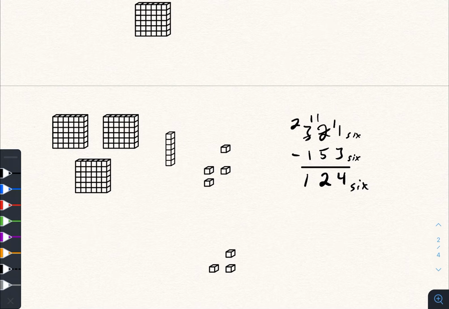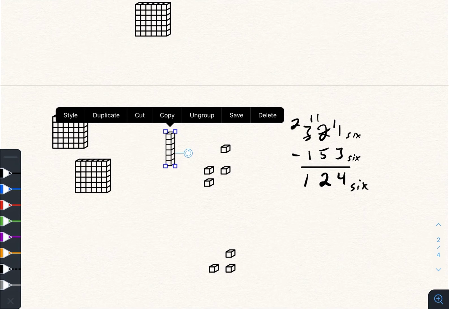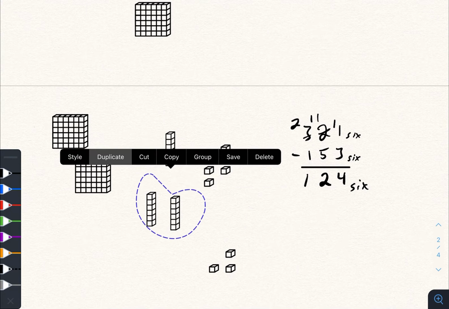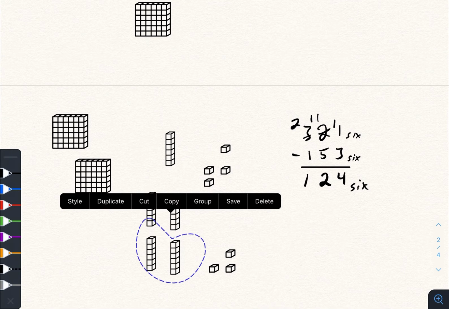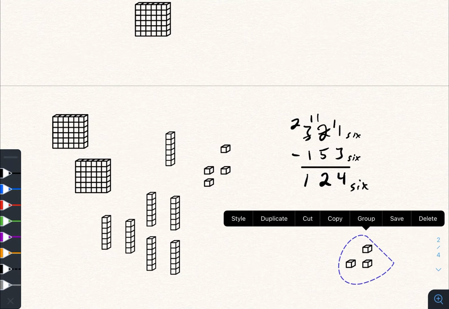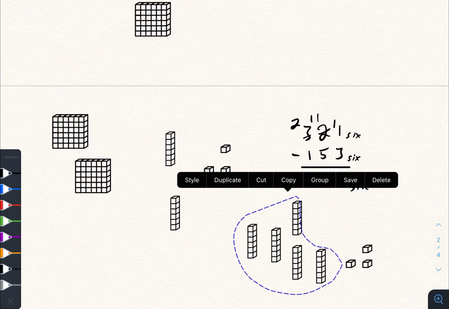So I did that. And then I have 110, and then I want to take away 5 of them. I'm going to do this replacement, exchange that for 6 of these. 2, 4, 6. And now I take away 5 of them. Put that over to the side. Take away 5 of them.